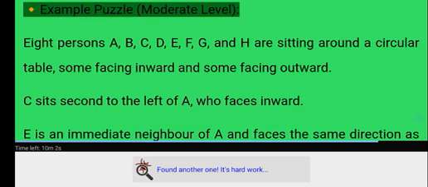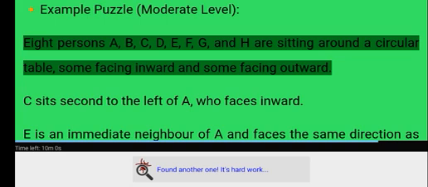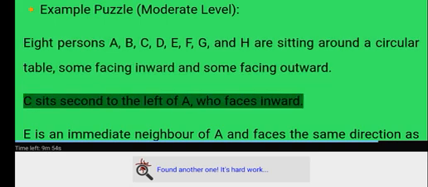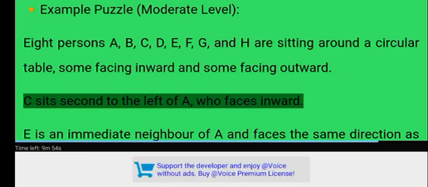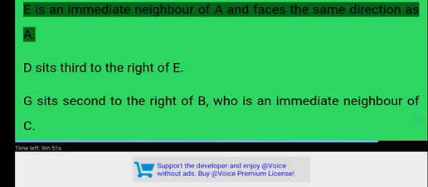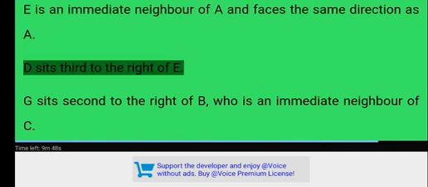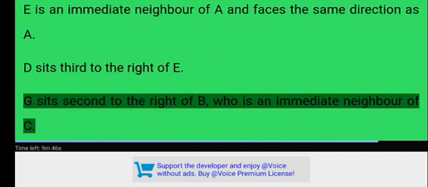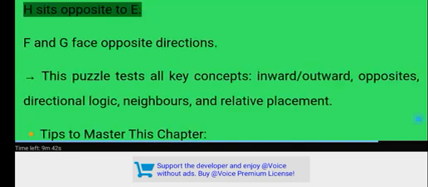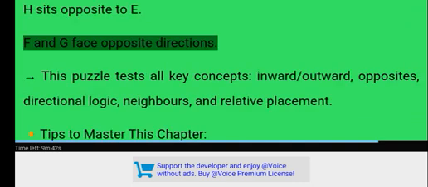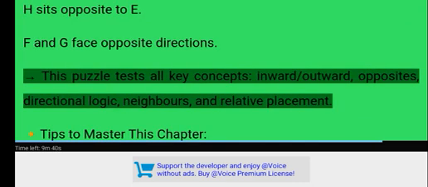Example puzzle, moderate level. 8 persons A, B, C, D, E, F, G, and H are sitting around a circular table, some facing inward and some facing outward. C sits second to the left of A, who faces inward. E is an immediate neighbor of A and faces the same direction as A. D sits third to the right of E. G sits second to the right of B, who is an immediate neighbor of C. H sits opposite to E. F and G face opposite directions. This puzzle tests all key concepts: inward, outward, opposites, directional logic, neighbors, and relative placement.